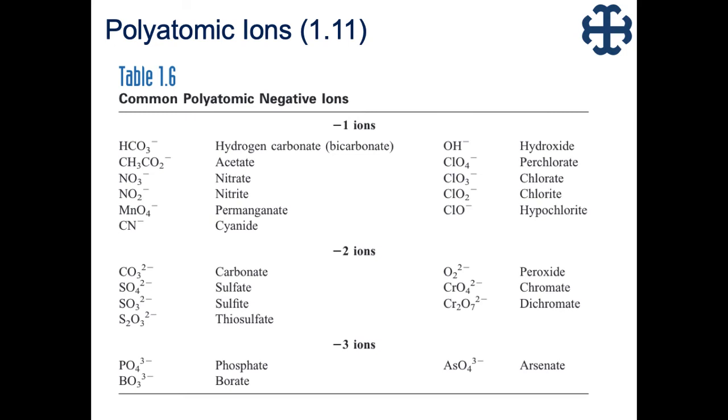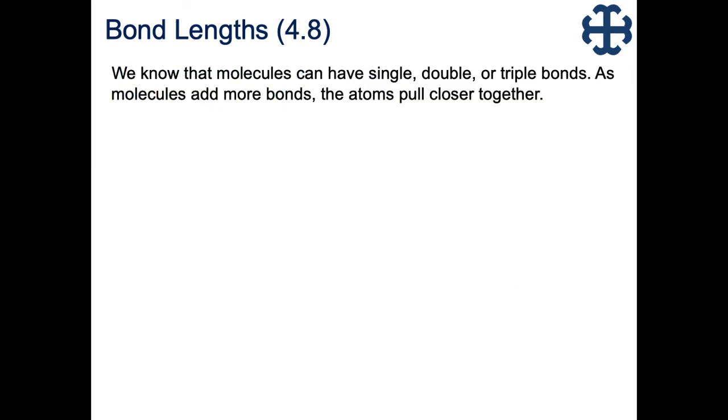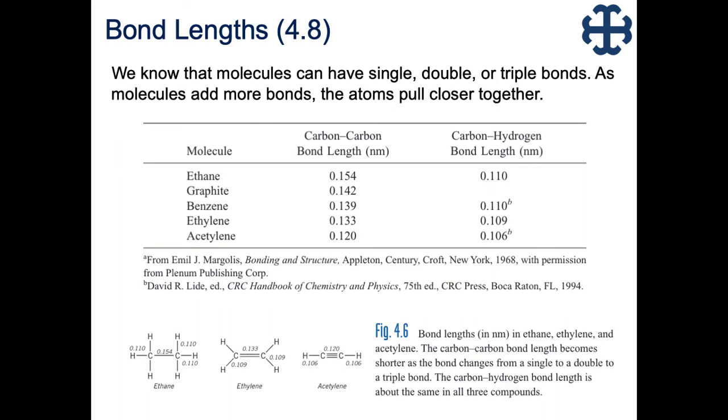Okay? All right. So let's get into bond lengths. We've talked about in class that molecules can have single, double, or triple bonds. And as a molecule has more bonds, the atoms are going to pull closer and closer together. So in this example, we can talk about these 5 molecules. These are all molecules with just carbon and hydrogen. And we can see that our carbon-carbon bonds have varying lengths, depending on what kind of molecule it is. However, our carbon-hydrogen length is quite similar for most of these.